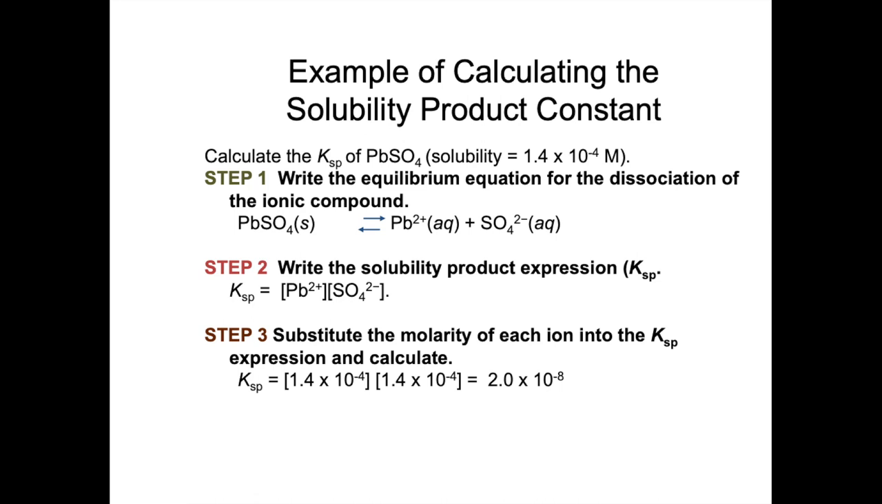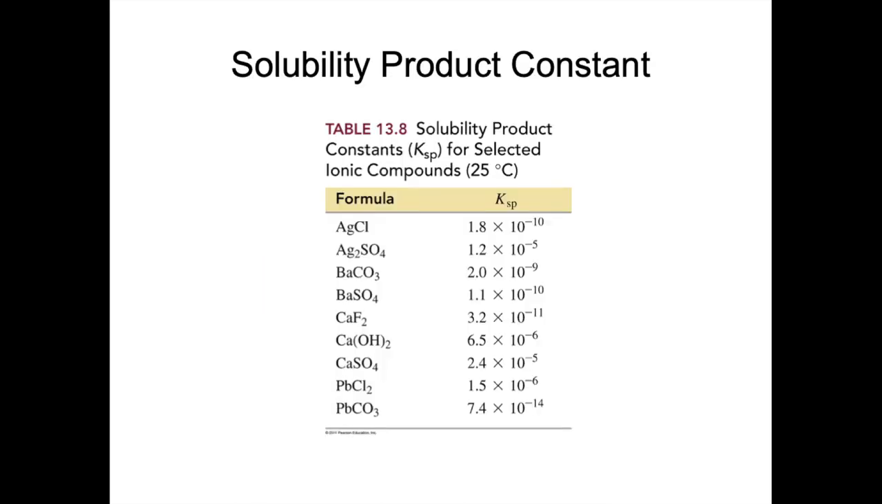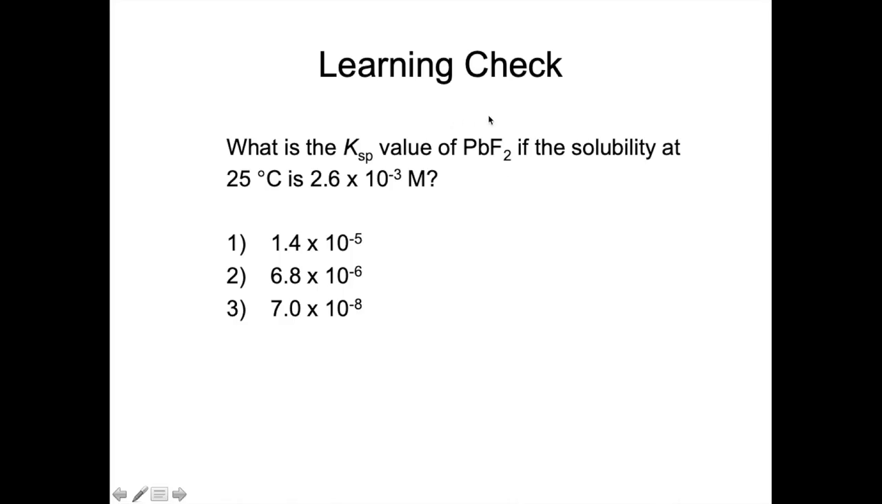Now, this gets a little bit more complicated if you have more than one of each ion. Okay, so we're going to see an example in a second now. By the way, this table here kind of illustrates just how low these KSP values are for insoluble salts. Okay, let's try an example here. We have PbF2. What's the KSP value if the solubility is 2.6 times 10 to the negative 3 molar?